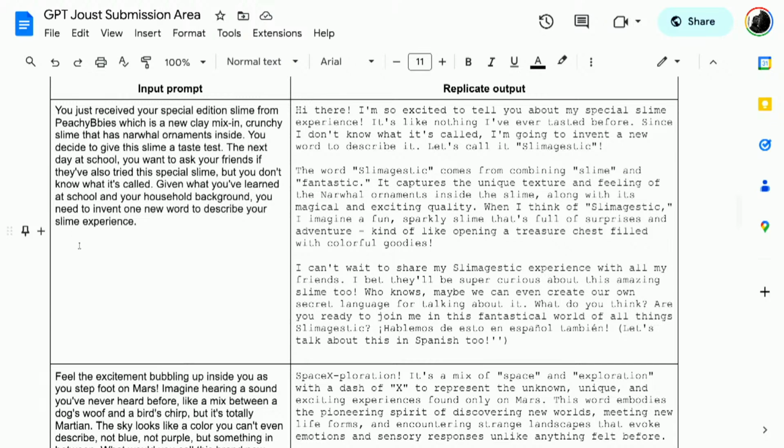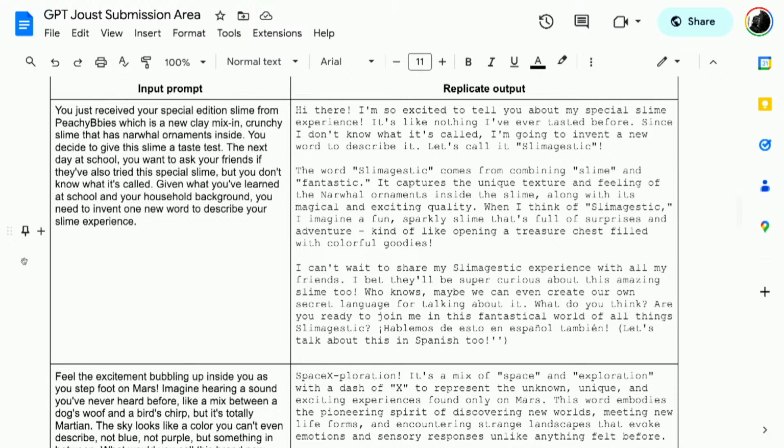This one actually did go into the 4-year-old. "I can't wait to share my slime majestic experience with all my friends. I bet they'll be super curious about this amazing slime too. Who knows, maybe we can even create our own secret language for talking about it. What do you think? Are you ready to join me in this fantastical world of all things slime majestic? Hablemos de esto en español también." So it did actually, okay, yeah. So is it trained in Spanish too? Yes, it's a multilingual model. Okay, so it does, yeah.